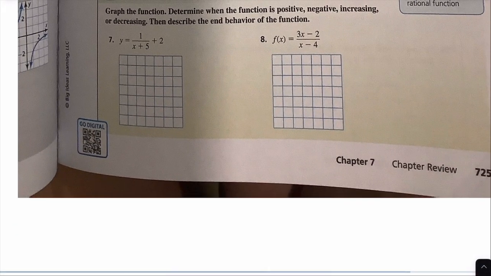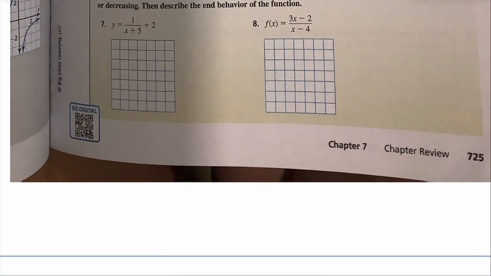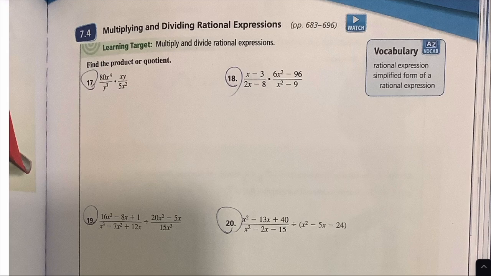It looks like I'm skipping 7.2, so let me know if I need to come back to it. 7.4 is about multiplying and dividing rational expressions. So the first thing you want to do, if it is multiplication, we're going to multiply tops with tops and bottoms with bottoms, but you want to factor first.